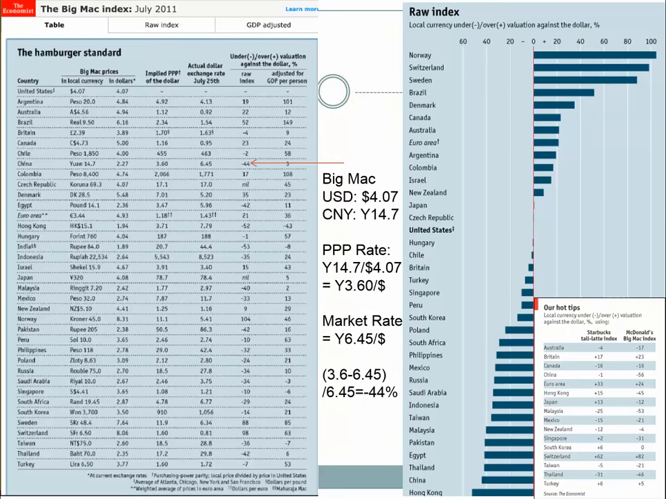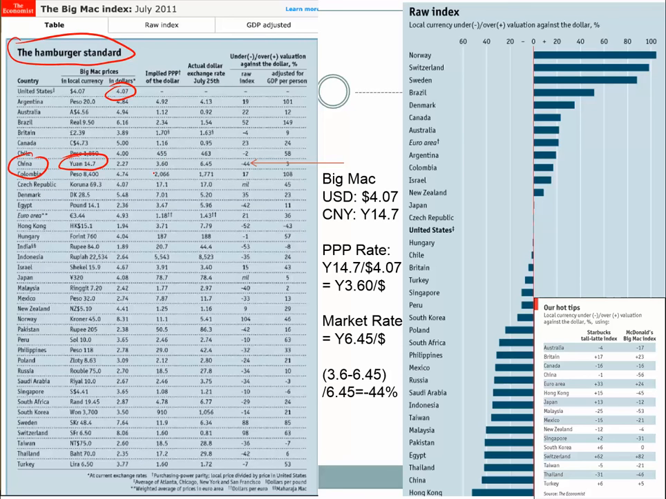So let's go to the next slide. And this is a hamburger index from The Economist magazine. And what you see is the market price of the Big Mac is $4.07 in America. And in China, it is 14.7 yuan.